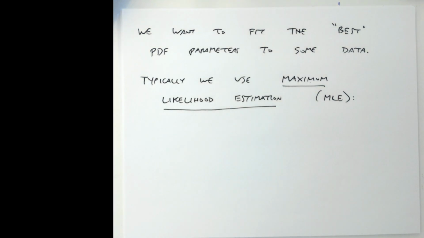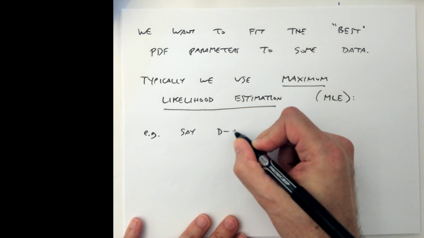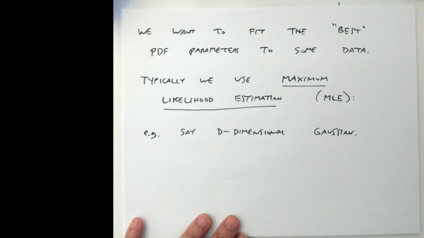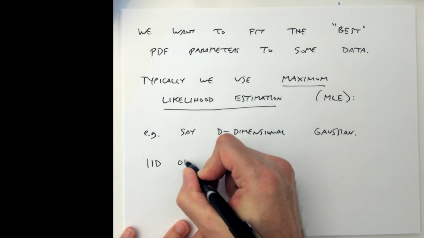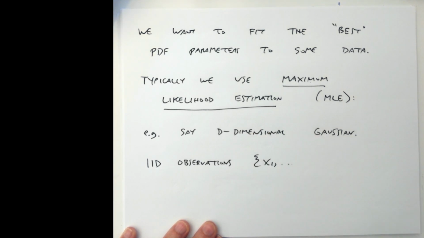Let's suppose that we have a bunch of observations and we're trying to fit these Gaussian parameters, e.g., for a d-dimensional Gaussian. The setup usually is that I have my observations, my data points, and I am typically assuming that those data points are what's called IID. So we have IID observations x1 through xn.